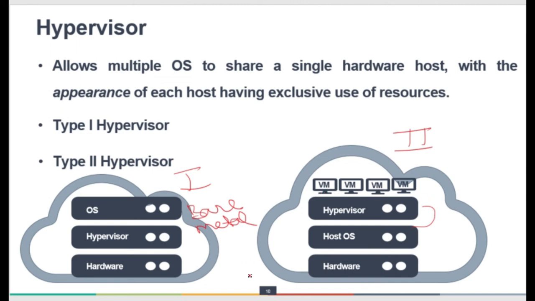So, that is the type 2. For example, we have the virtual PCs, virtual machines running on top of that. These are all software based. So type 2 is software based and type 1 is hardware based, we can say.